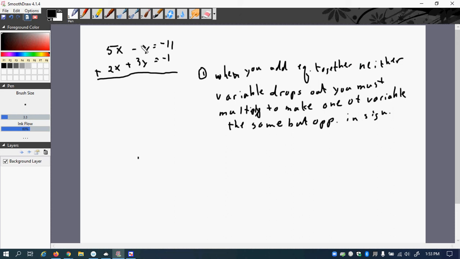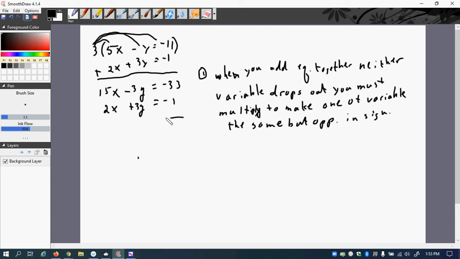Okay, so take a look. I see automatically that the y's have opposite signs already, where the x's do not. They're both positive. So I would think it would be nice to take this equation here and multiply it by 3. Because if I multiply by 3, this y, which is negative, is going to become negative 3y, and then these two will be opposite. But I have to distribute to all of it. So that means I get 15x minus 3y equal to negative 33. And then I bring the other equation down because I don't want to change it.